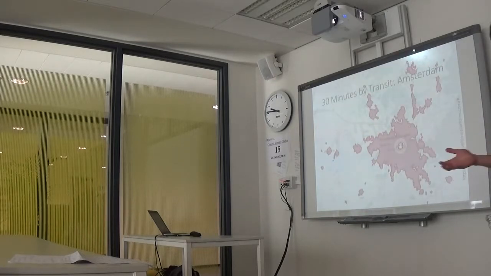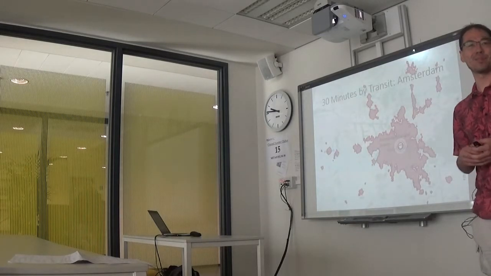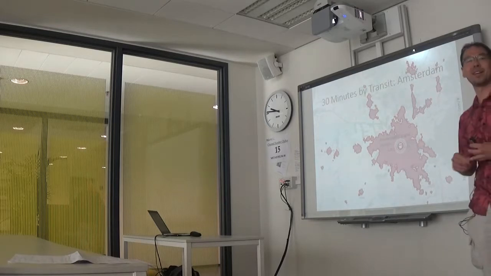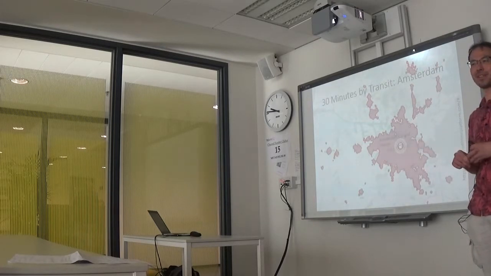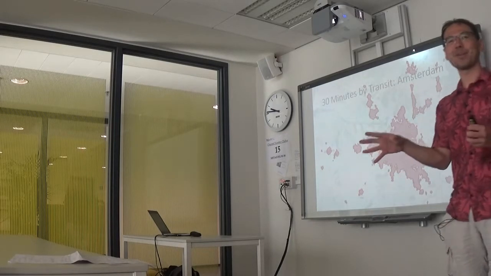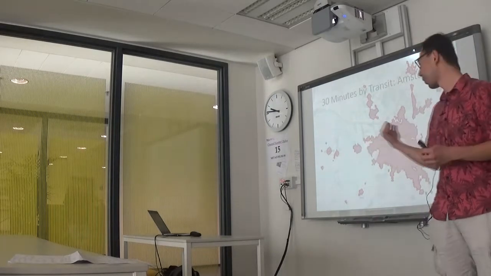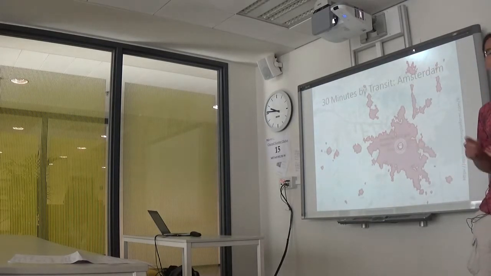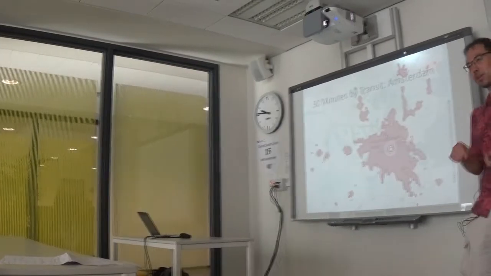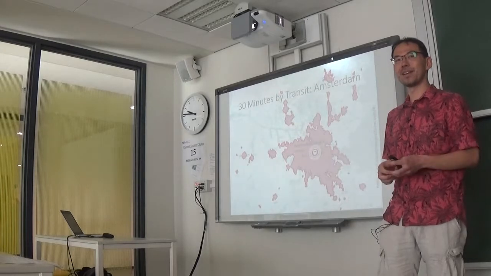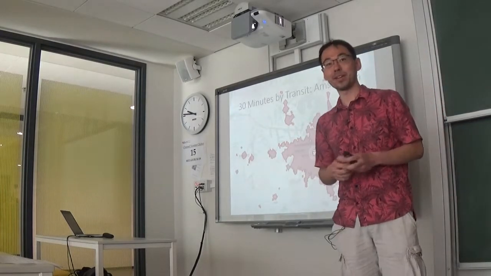So we'll start with the assignment, right? The assignment for this course, the 30-minute city. And I sent you this link earlier. These things are called isochrones. If you plug in where you are and then plug in how much time you have to travel, this will show you this area where you can get to, right? Where you can get to by car, where you can get to by transit, and where you can get to by bike.